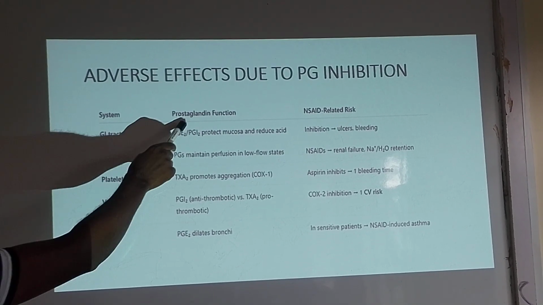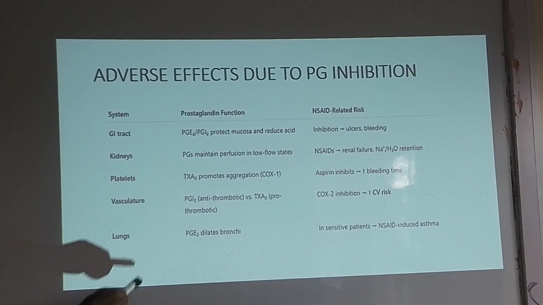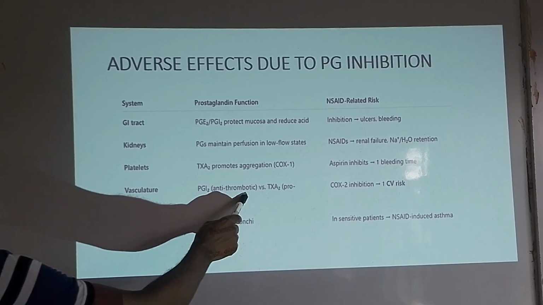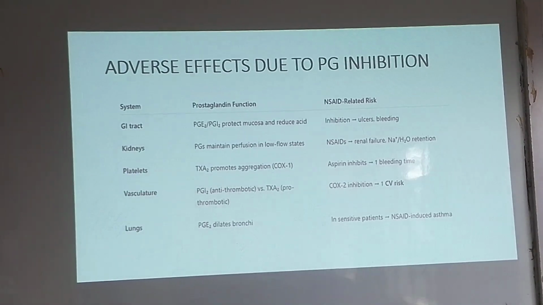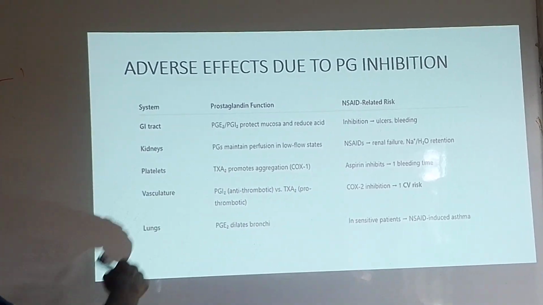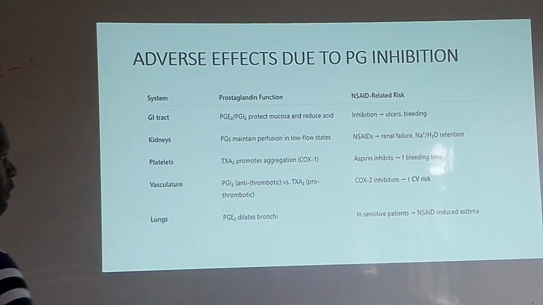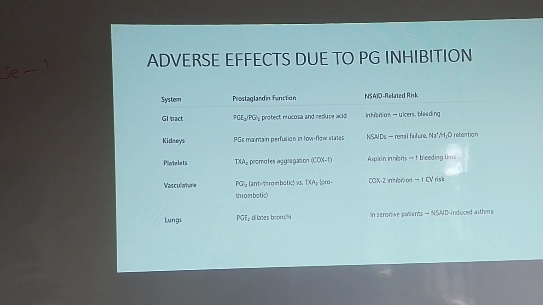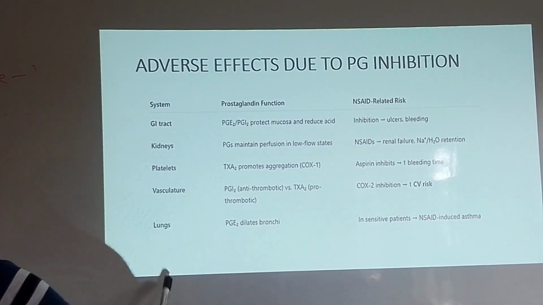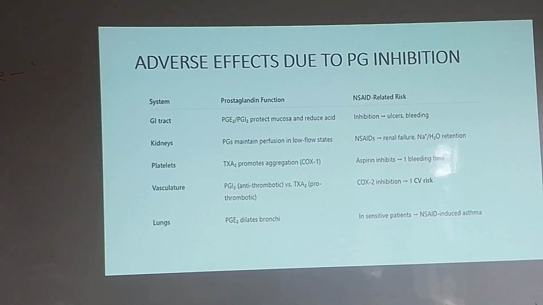When we look at the function of prostaglandin in the first lecture, prostacyclin plays a role in antithrombotic processes. So, if you block this function using NSAIDs, then the patient will have increased risk of cardiovascular problems. In the lungs, prostaglandin E2 dilates the bronchioles.